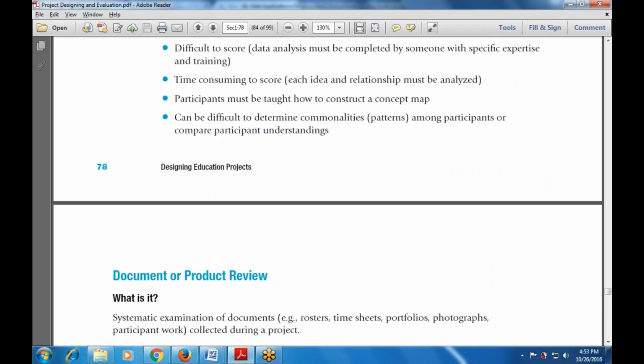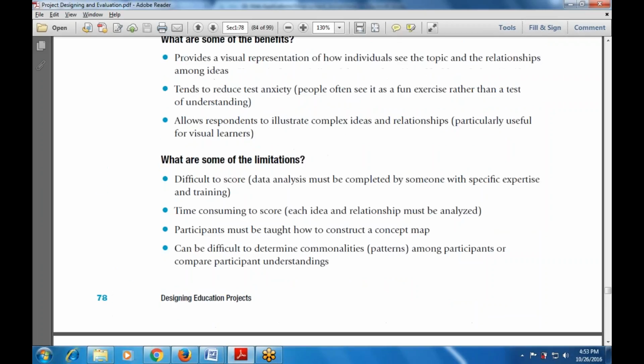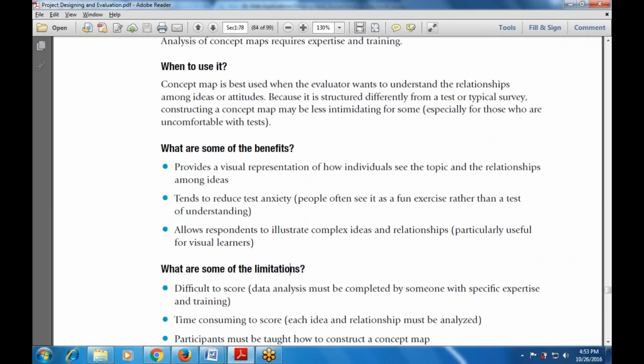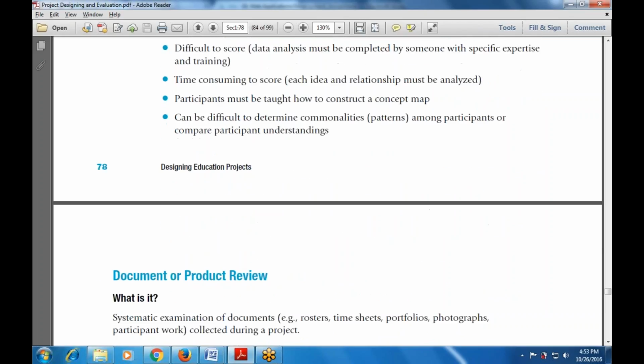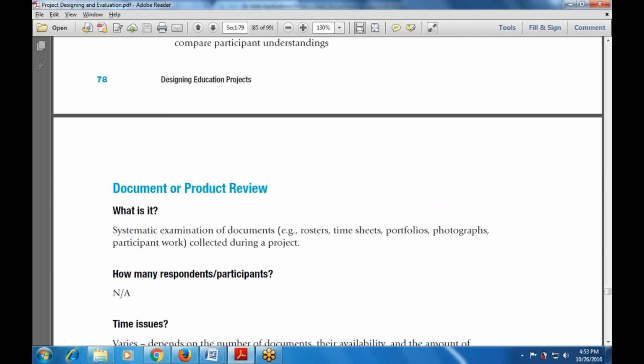The next one is the document or product review. We have done the concept map, and we have done the literature review. Any doubts on the concept map or the literature review, anything that you want to ask? Next one is the document or product review.